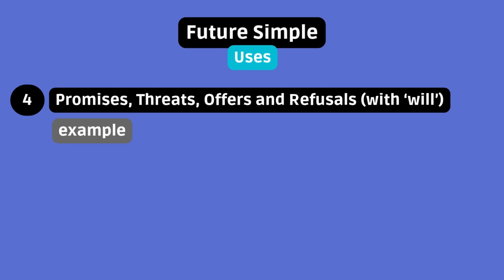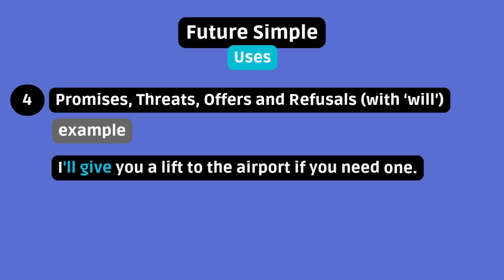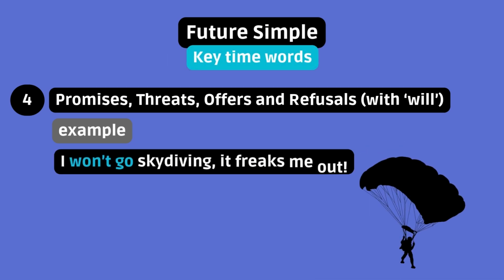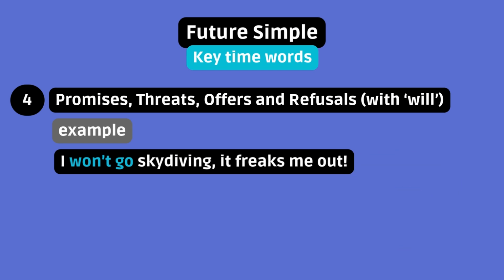I'll give you a lift to the airport if you need one. That's an offer. This future action can be helpful to you. You take it or you leave it. I won't go skydiving. It freaks me out. That's a refusal. Using won't or will not helps convey that an action is not happening in the future.